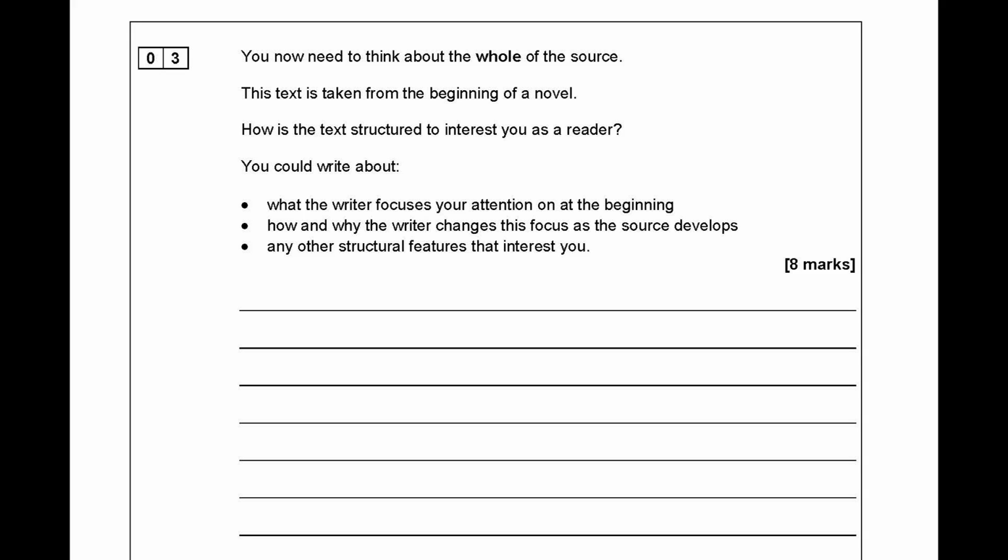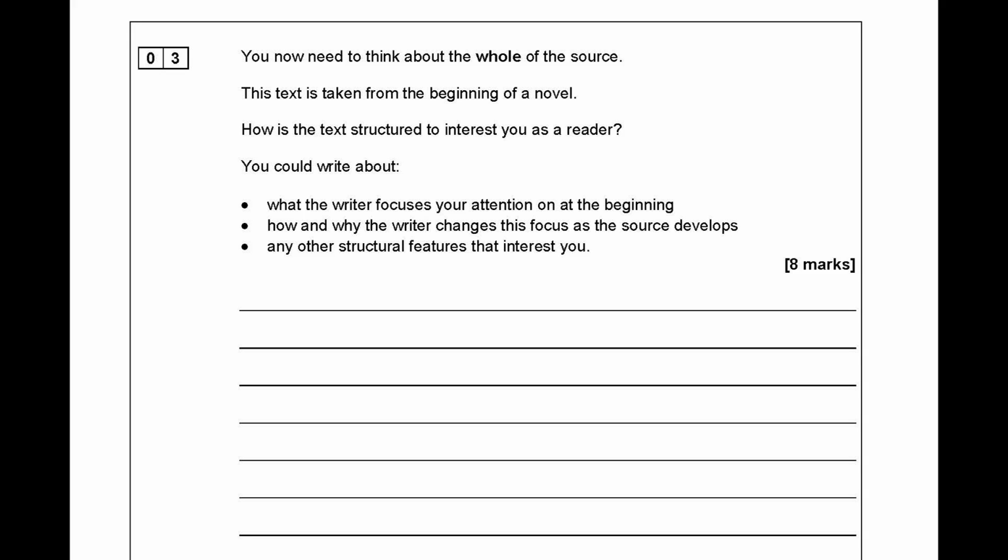So change is important. It may be a different character comes into the story, or that a character leaves that was the most important character at that time and someone else takes over. A change of topic or subject matter. So think about how the story changes as it develops. Any other structure features that you can think about.